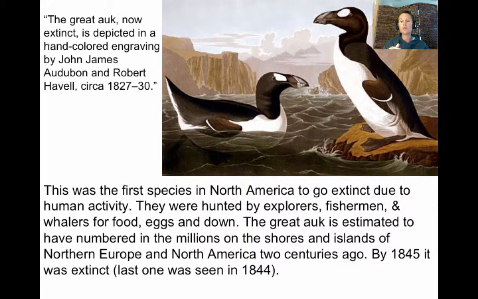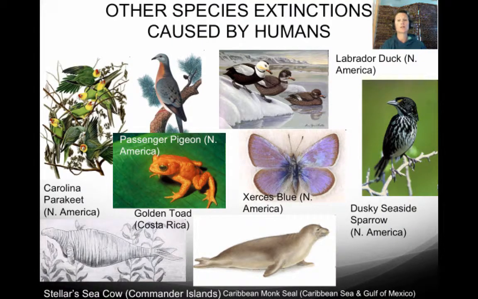until they declined past that critical point where there were just not enough of them to continue to bring that population up. And so they just plummeted and they went extinct. So you can see here, first species in North America to go extinct due to human activity. It was estimated to have numbered in the millions on the shores and islands of Northern Europe and North America just 2 centuries ago. But by 1845, it was extinct. The last one was actually seen in 1844. So that was the first species in North America to go extinct.